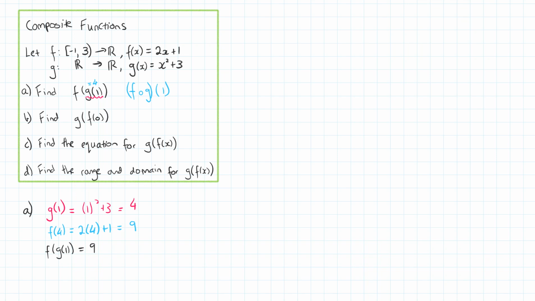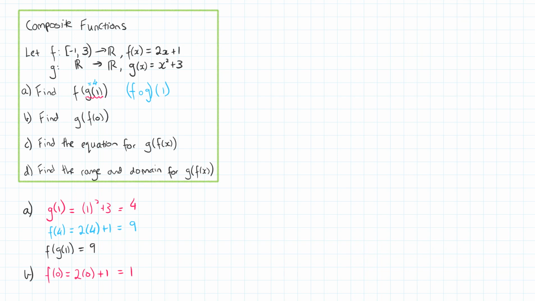Okay, let's do something similar for the second one. This time the letters have been swapped around. So in the first question, we substituted 1 into the equation for g first, and then into f. Here we're going to substitute into f first. Okay, so we're subbing in x equals 0 into f. This is f up here, so 2 lots of 0 plus 1 is 1.